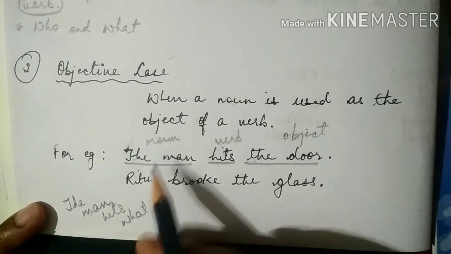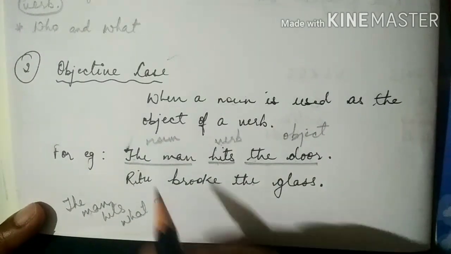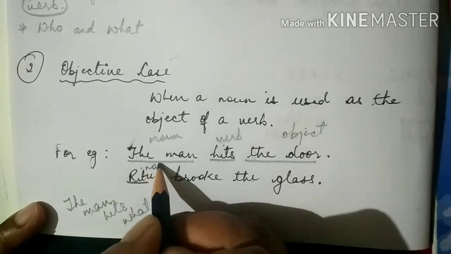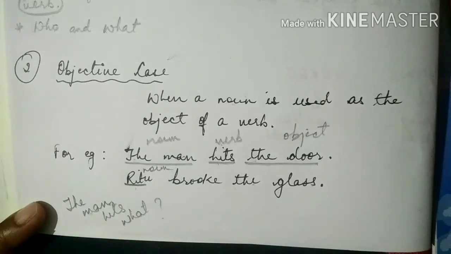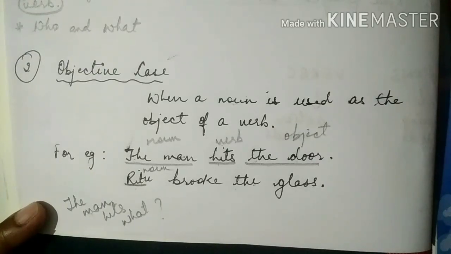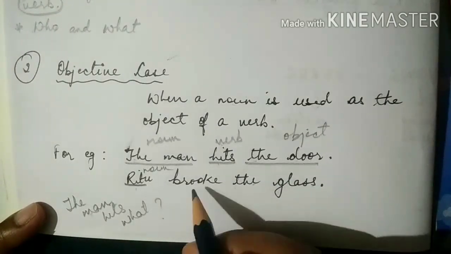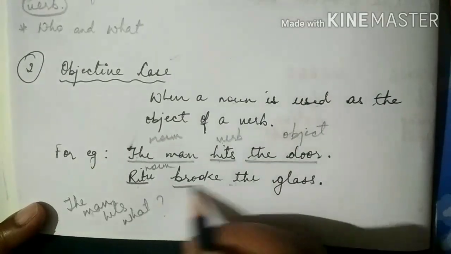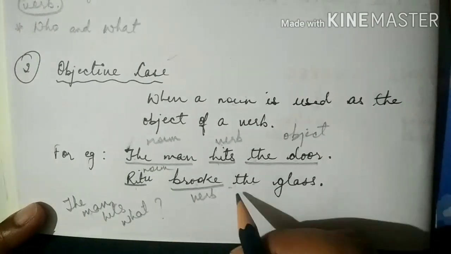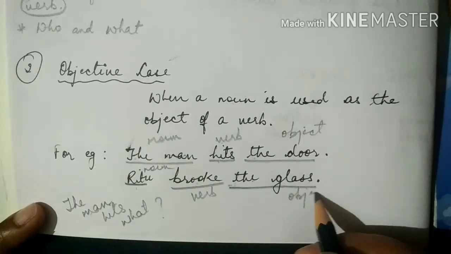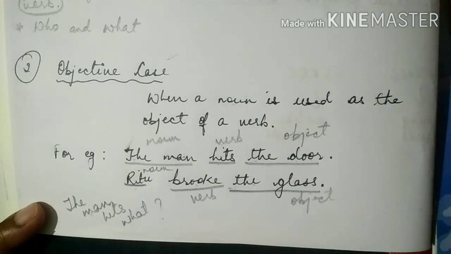Fine. Similarly, Ritu broke the glass. Here we know that Ritu is a noun, the glass is again a noun, and the man and Ritu both are working as a subject, but we have to find out the object. What is an object? When an action takes place on an object. So in Ritu broke the glass, broke is our verb, because the action was performed. The glass is an object. Fine.